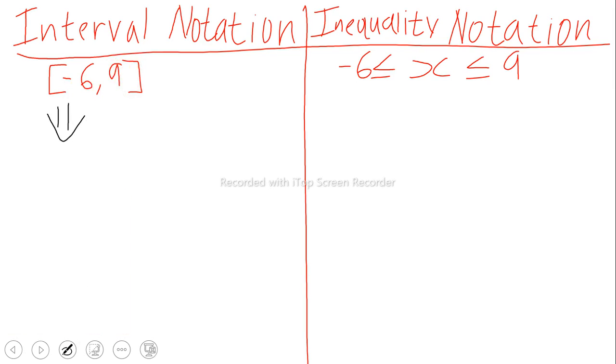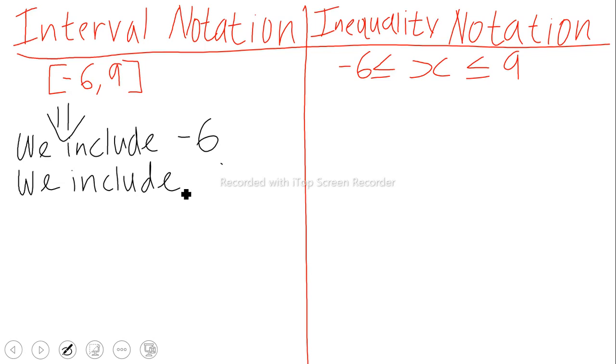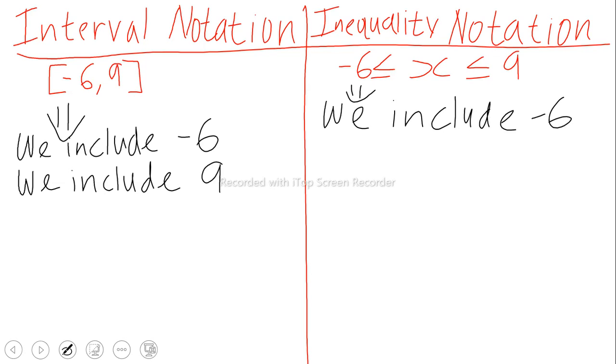So this is going to be: we include -6 and we include +9. Same thing, we include -6 and we include +9. Okay, great. Now, how do we represent that on the graph?